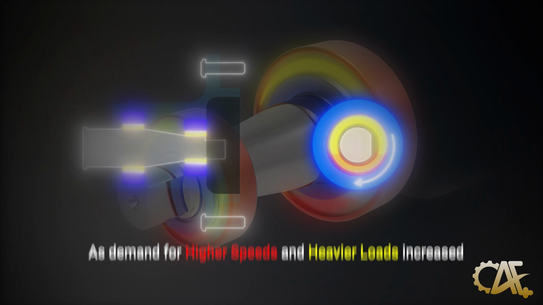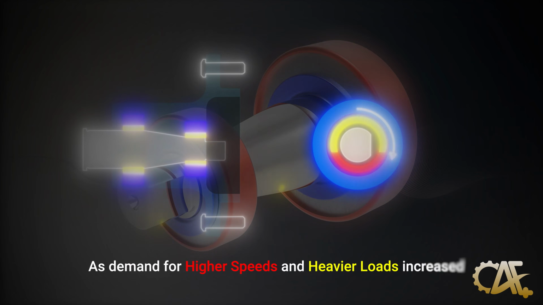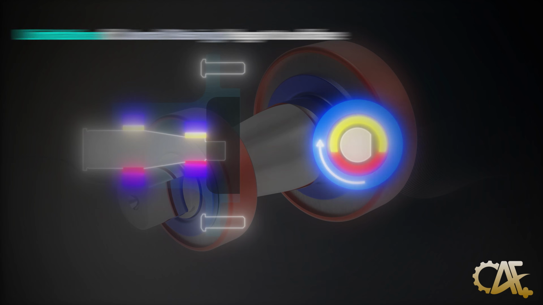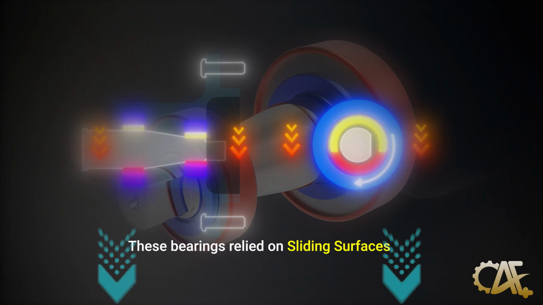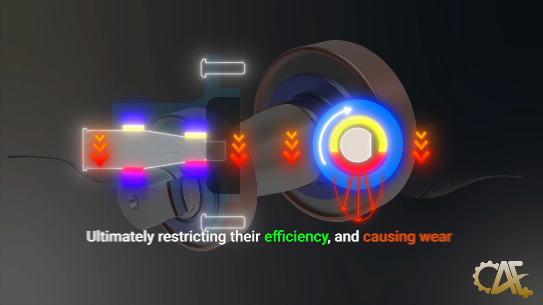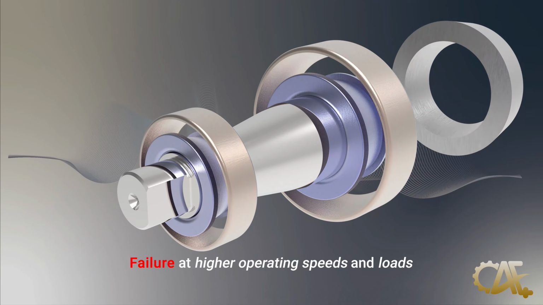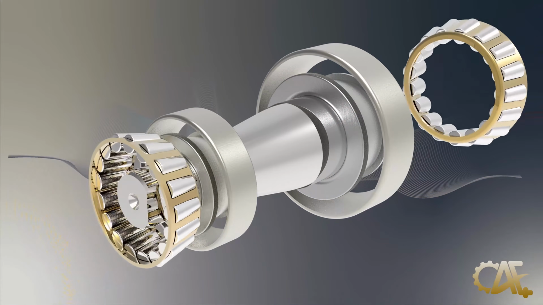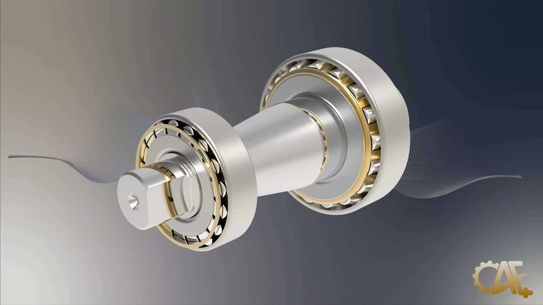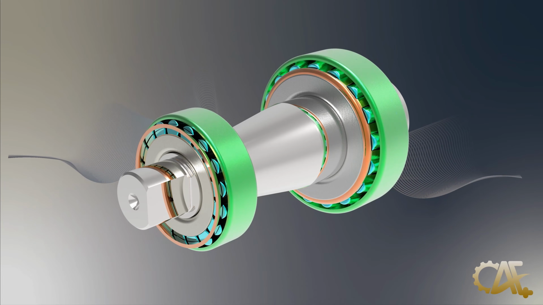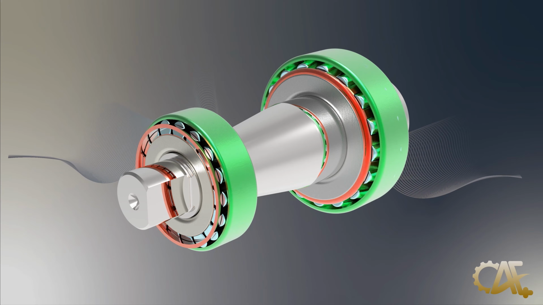However, as the demand for higher speeds and heavier loads increased, the limitations of these conventional bearings began to surface. These bearings relied on sliding surfaces, which led to significant friction and heat generation, ultimately restricting their efficiency and causing wear and failure at higher operating speeds and loads. To address these challenges, the rolling bearing was invented as a groundbreaking solution. The rolling bearing was designed to reduce friction and enhance load carrying capacity by introducing rolling elements between the inner and outer rings.